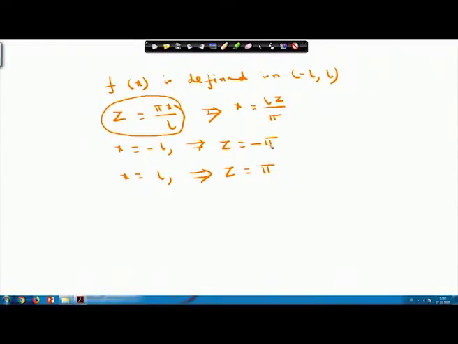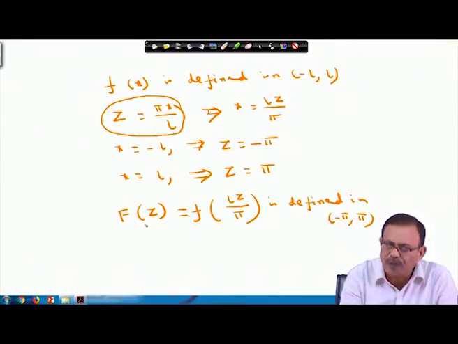So, now I can say that I am creating a new function F of z, which I can define as f of L z by pi, which is nothing but capital F(z), a function of x equals L z by pi, and it is now defined in minus pi to pi. Once it is defined in minus pi to pi, I can expand capital F(z) in terms of Fourier series, because I know the Fourier series of a function f(x) in minus pi to pi.